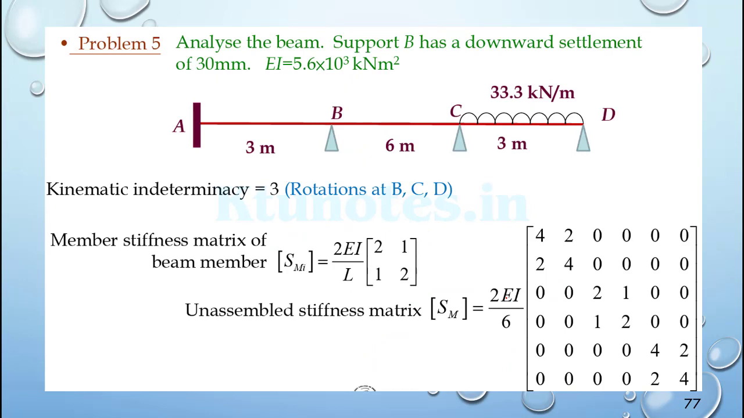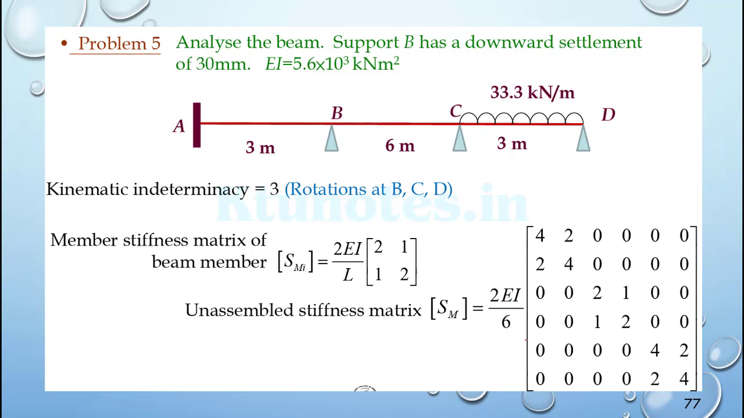Yes, this is the problem on settlement. Problem number 5 is to analyze the beam. Suppose B has a downward settlement of 30 mm. EI is equal to 5.6 into 10 power 3 kN meter square.